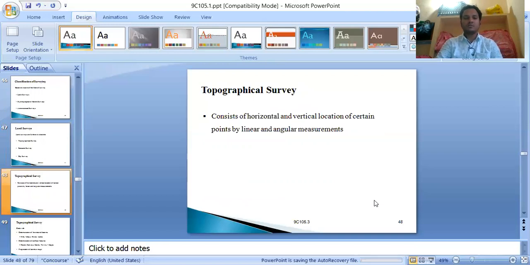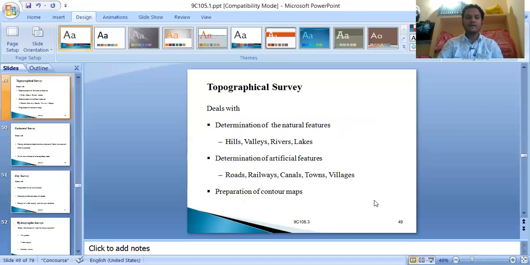We'll discuss what is a topographical survey in detail. It consists of horizontal and vertical location of certain points by linear and angular measurements. It deals with determination of natural features like hills, valleys, rivers, and lakes. And it determines artificial features like roads, dams, railways, canals, villages, etc. And it also includes the preparation of contour maps.